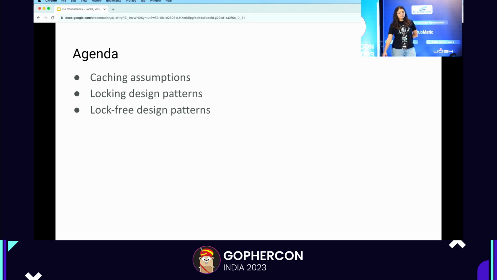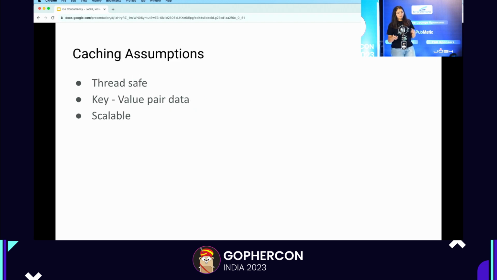So for today's agenda, let's assume a problem statement of building a cache. And then we will go forward with what are the locking design patterns and lock-free design patterns for that.